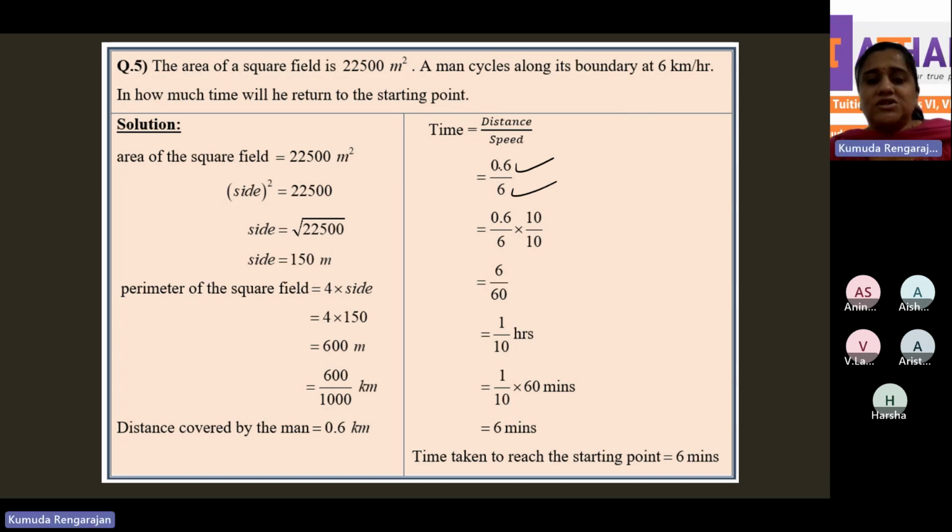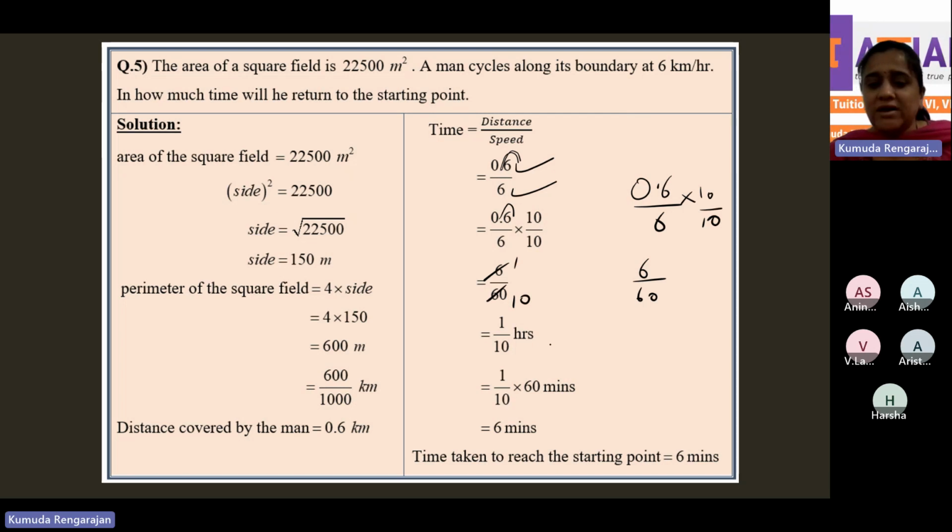All right. Now I want to shift the decimal point. So I've multiplied and divided by 10 just to shift the decimal point. So then I get 6 by 60. I don't want this decimal point, so I multiply and divide by 10, and it becomes 6 by 60. Now 1 by 10. 1/10 of an hour it is.